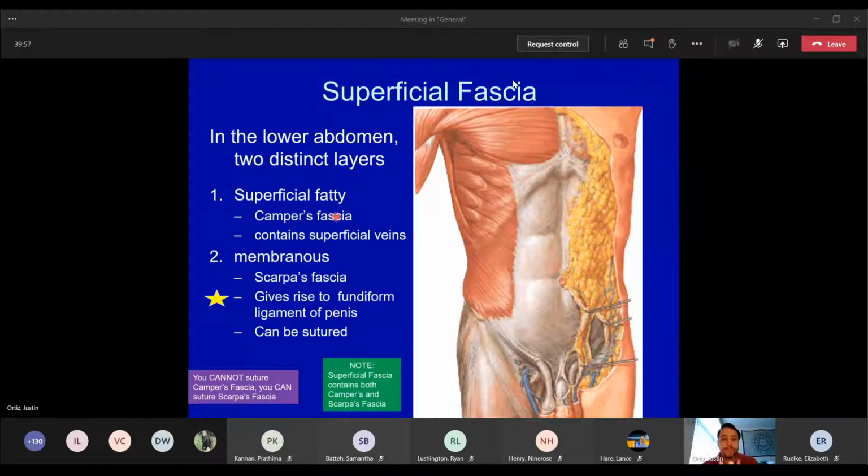So again, the difference between Camper's and Scarpa's is that you can surgically suture back the Scarpa's fascia, but you can't surgically suture back the Camper's fascia because it's just fat, right? You're not going to suture together fat. So that's one of the main differences. And then the Scarpa's fascia also gives rise to the fundiform ligament of the penis, right? When we start going into the Scarpa's fascia, there's going to be a lot of things that it gives rise to, and I'm going to try and keep that in order for you all, okay? So again, the first thing that the Scarpa's fascia gives rise to is the fundiform ligament of the penis, right? So I would note that for sure.